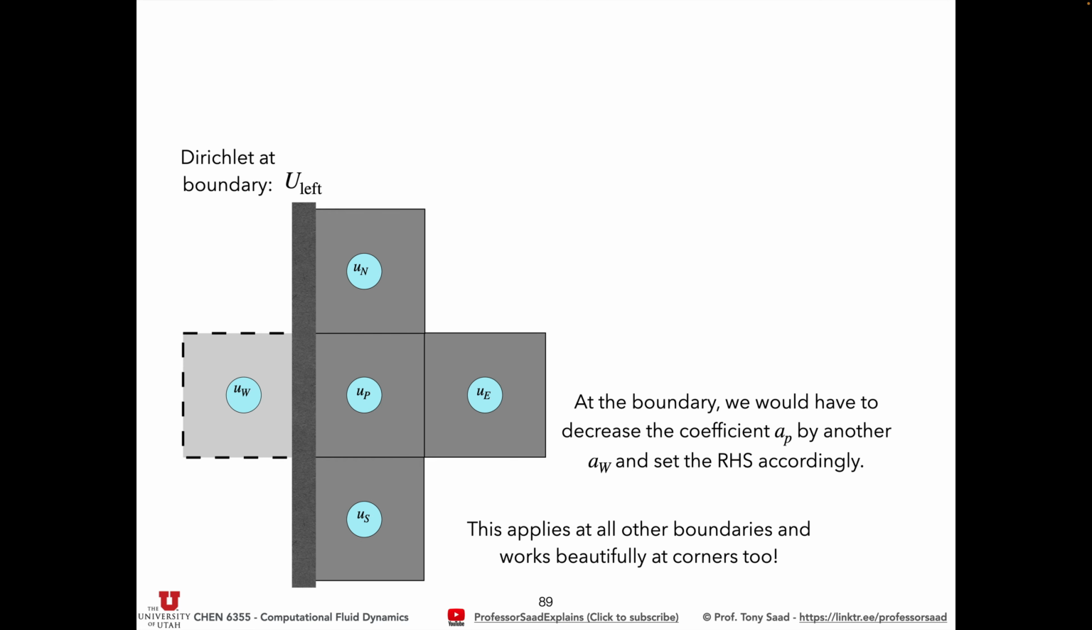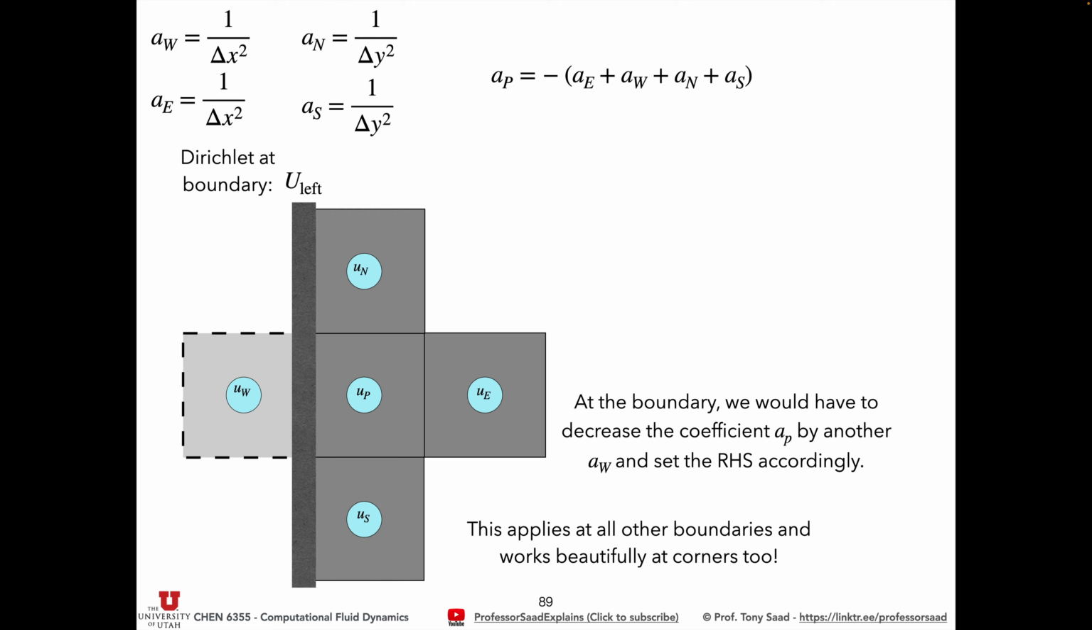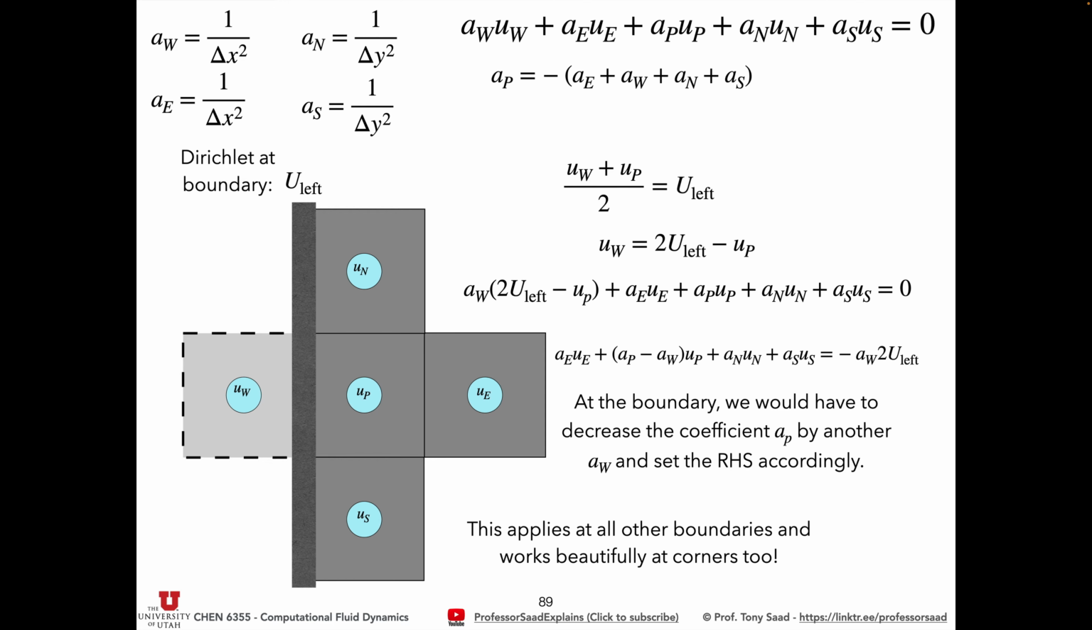So I'll give an example for the left boundary. Suppose that you have a Dirichlet boundary condition on the left given by U left, and you will have this kind of arrangement. There's no point beyond that boundary, so we only have interior points: point P, east, north, and south. But there's still a problem in figuring out what to do for U west, because it's undefined. Clearly there's no west coefficient connecting to U west, but we need to somehow feel the effect of the boundary condition, U left.